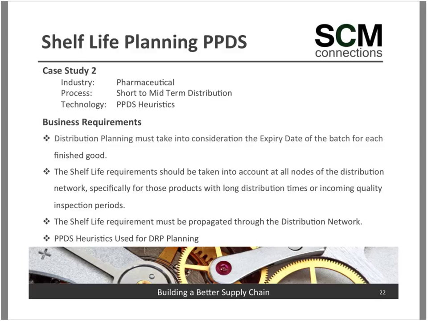The only other thing I'd say is we did use PPDS heuristics for DRP planning, which is a little bit different than most companies would use S&P. This particular client was using PPDS pretty much across the board for all of their short to midterm distribution planning in this particular instance.